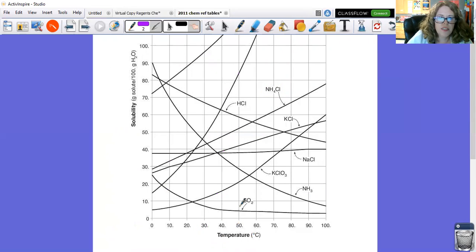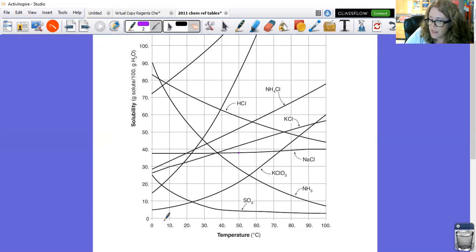Right, so 50 degrees Celsius and 40 grams is not saturated for NH4Cl. Let me just take a look over here. Nope, it's saturated for NaCl, so that's not the right answer. The next one is 2 grams of SO3 at 10 degrees. At 10 degrees, 2 grams is not saturated for sulfur dioxide, so it's not choice number 2.